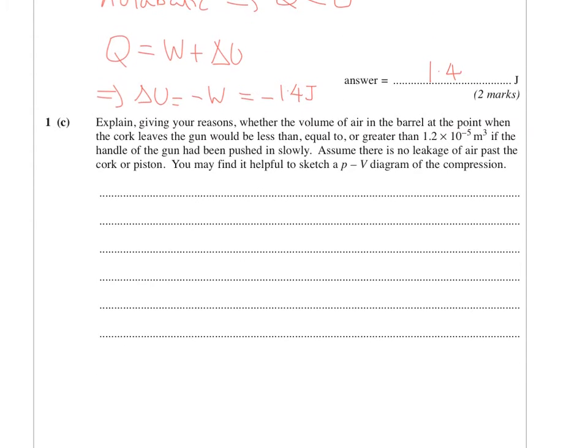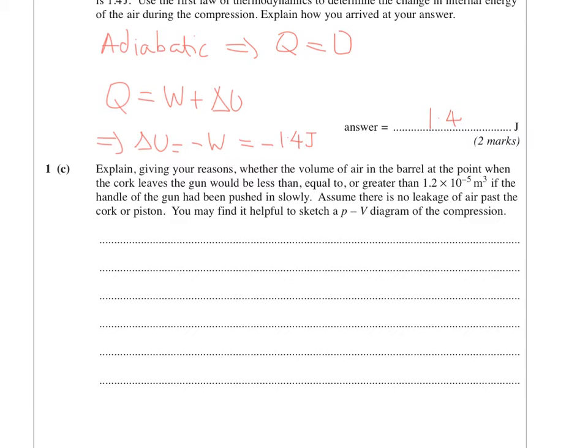Okay. Explain, giving your reasons, whether the volume of air in the barrel at the point when the cork leaves the gun will be less than, equal to, or greater than the 1.2 times 10 to the minus 5 if the handle gun had pushed in slowly. So slowly is going to be an isothermal type process.